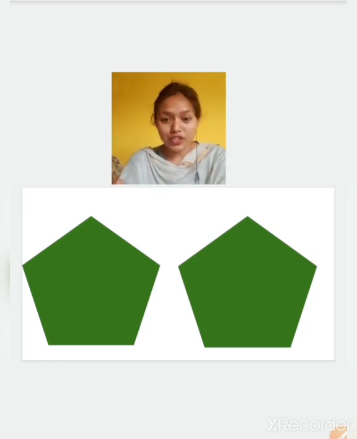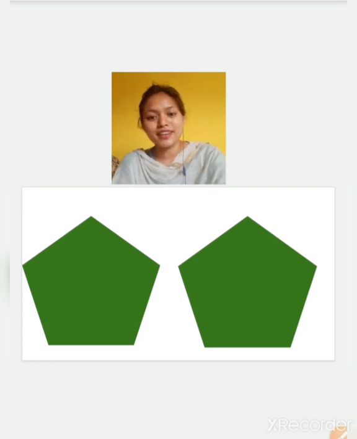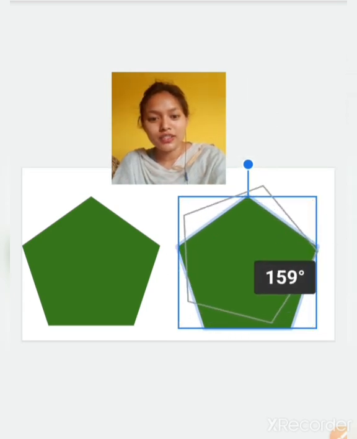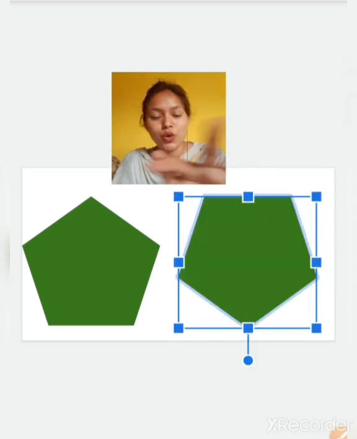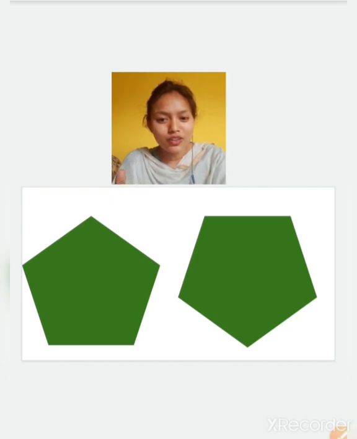Will it show a rotational symmetry or not? Just guess. You guess and we'll check the answer. Guessed? Okay, let's check. Now we will rotate it to 180 degree. So let's rotate, and this is 180 degree. Are they same? No, they are not same. What was your answer? Yes or no? They will not show rotational symmetry.